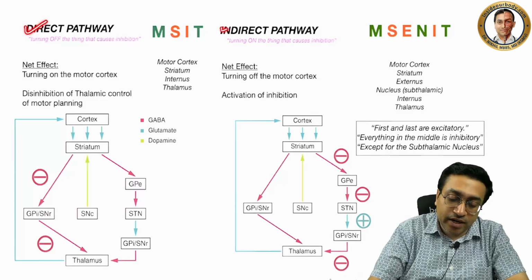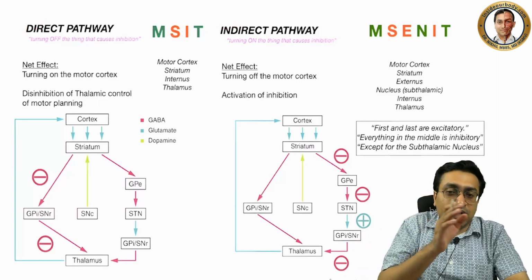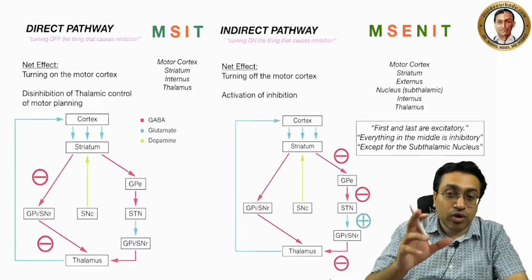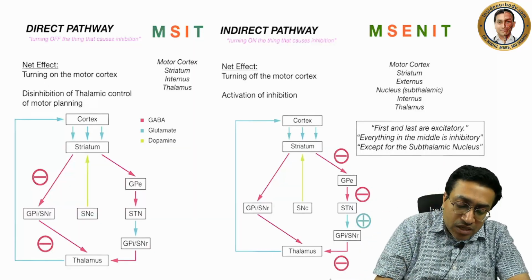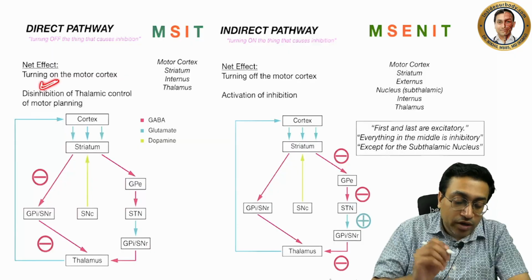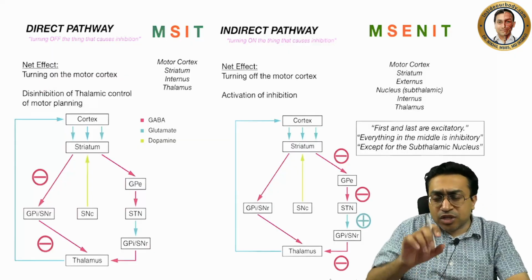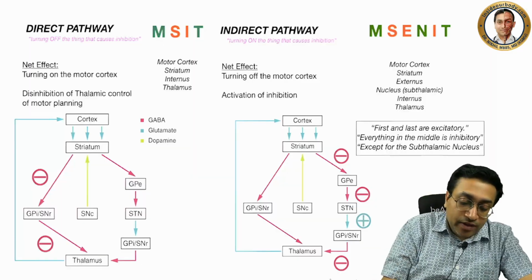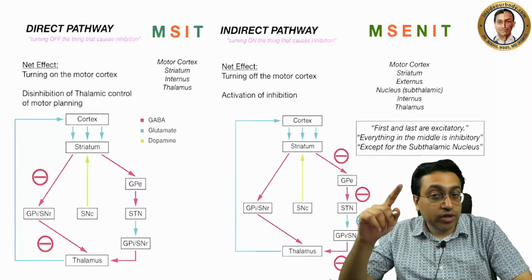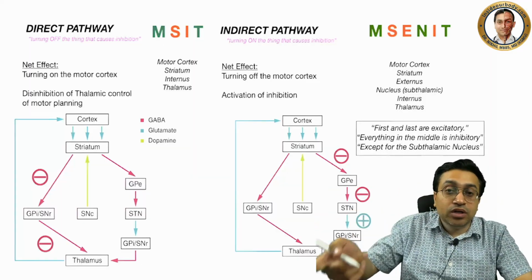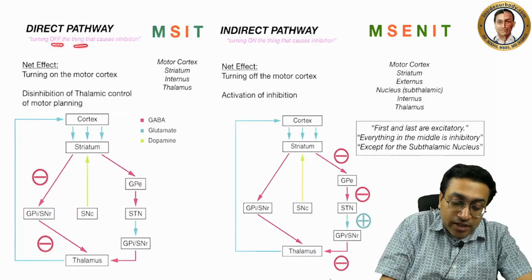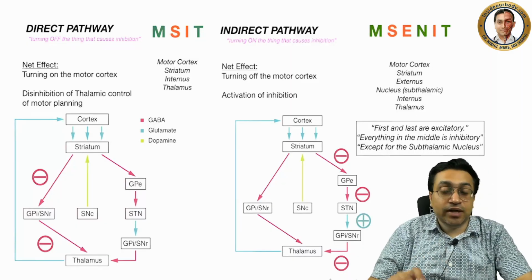Direct and indirect pathways simply mean turning off and turning on the cerebral cortex. Turning on is the direct pathway, where we are switching the motor cortex on. Now, what is happening to turn the motor activity on? We need to turn off the inhibition. Turn off the thing which causes inhibition, that is the catch point.